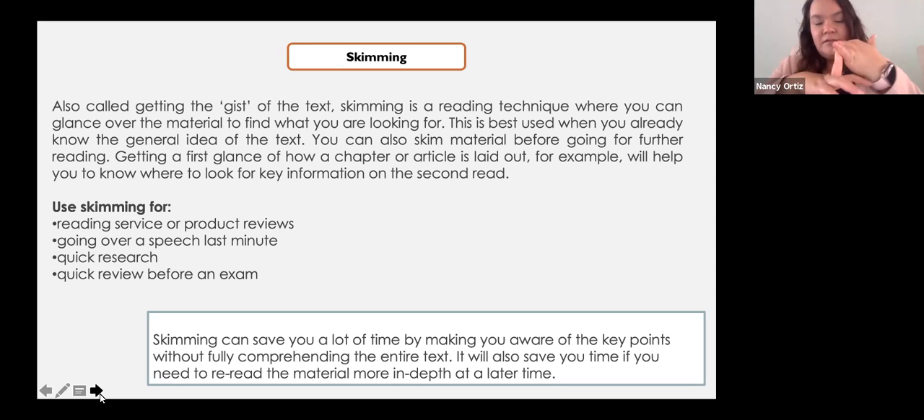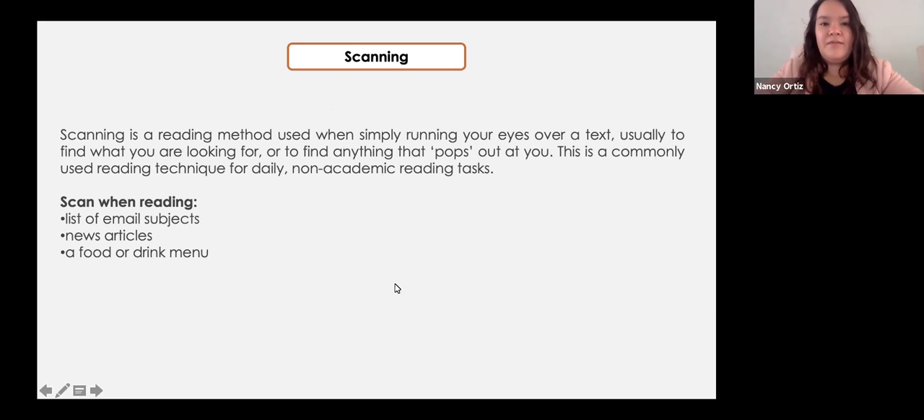After you scan and you skim for those specific questions, what is the author's main idea? Or what was the author trying to imply? Because that's a main idea, okay? That's skimming. Scanning, it's a different method.